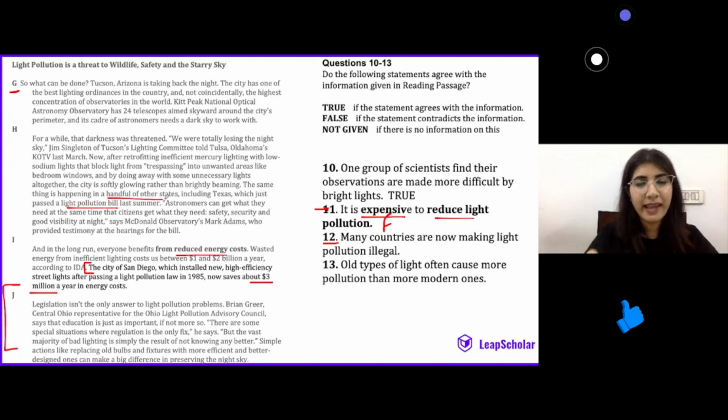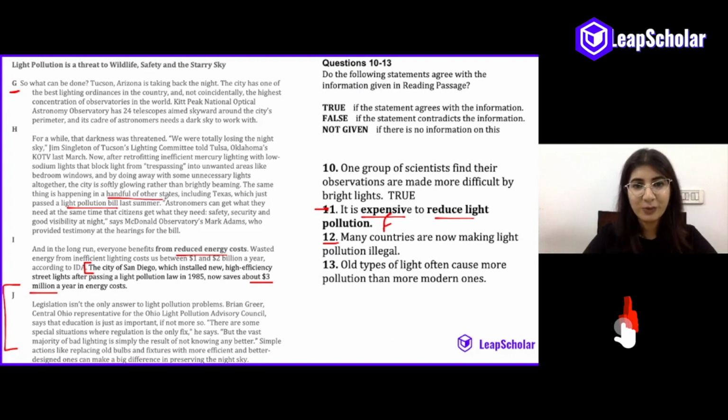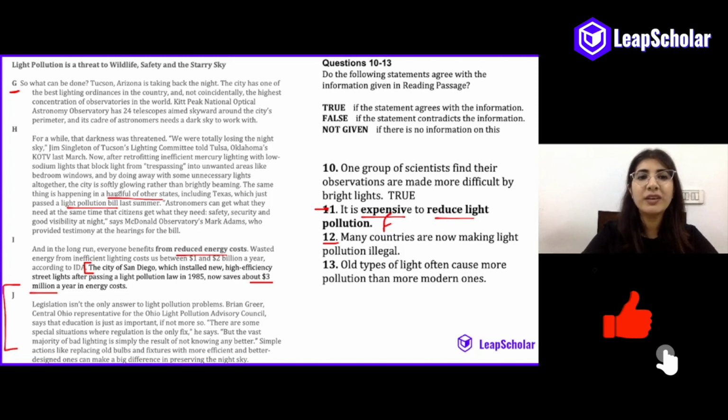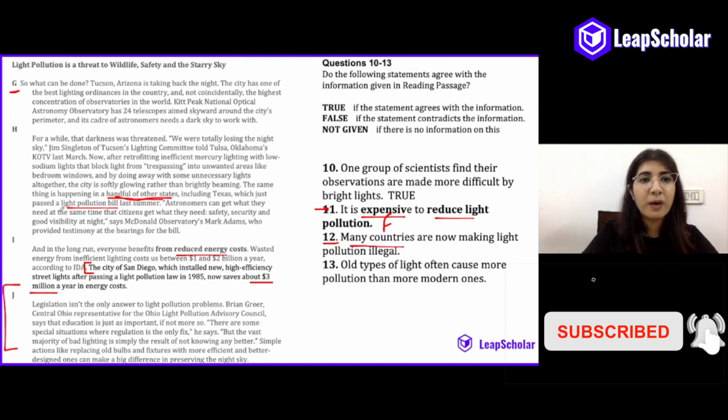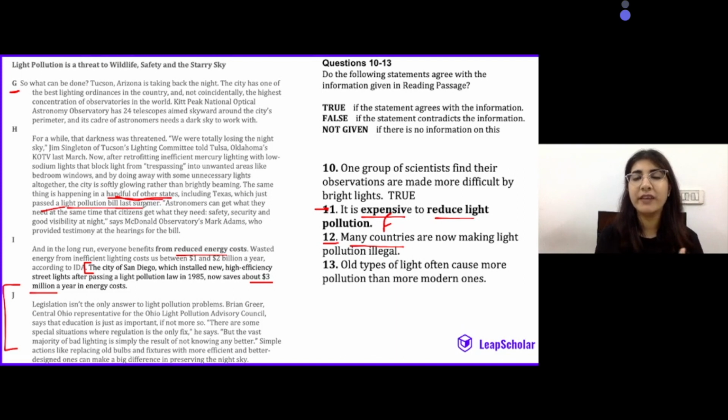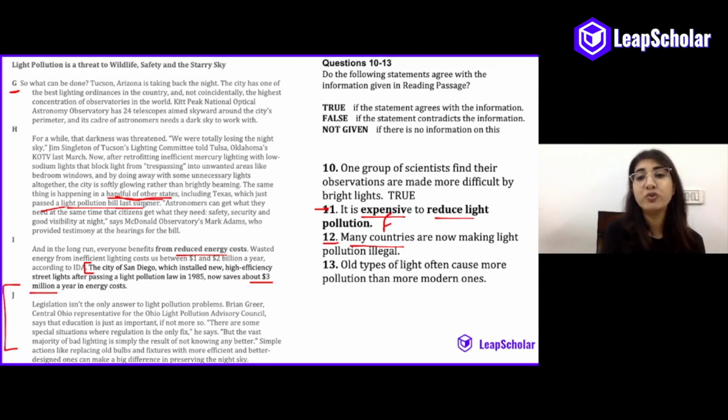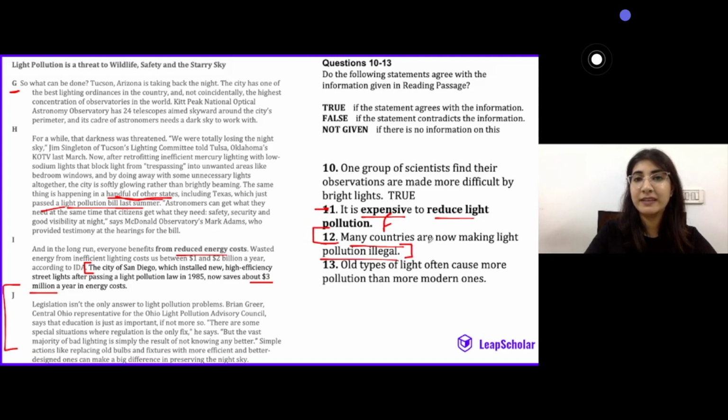But A, this answer is not following the sequence, and B, it talks about a handful of other states, whereas this says many countries passing a light pollution bill. That has absolutely nothing to do with making light pollution illegal. A bill is a proposed law and it does not talk about making light pollution illegal. So there is absolutely nothing mentioned about this statement in this text. So, this is not given.